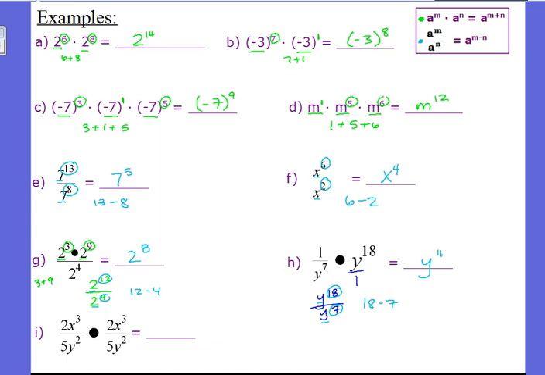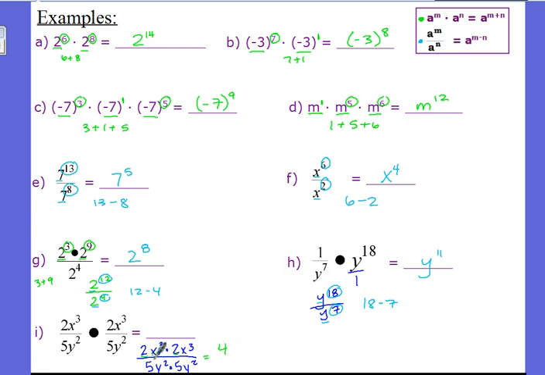Okay, last but not least, I see a fraction times a fraction, so I multiply their bases. I've got 2x cubed times 2x cubed over 5y squared times 5y squared. I'm going to use multiplication first. So with 2 and 2, I can just straight up multiply those. Technically, they have an exponent of 1, so it'd be 2 squared. But we want to go ahead and simplify it. So that's going to be 4.